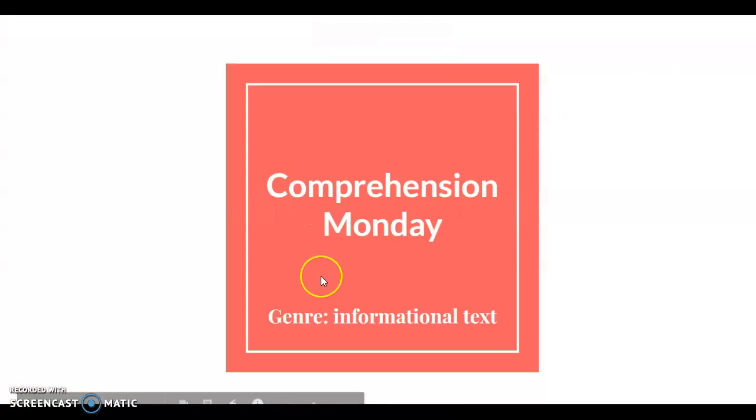So, the last 2 weeks we've been talking about the genre of realistic fiction. Stories that are make-believe but could be real are called realistic fiction. Now, we are focusing on something called informational text.